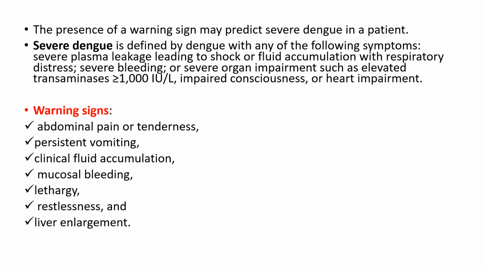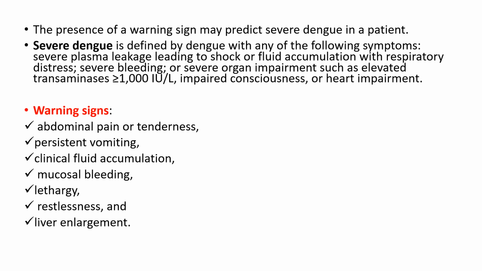Within a stipulated time period, you have to cover the problem card, the statistical exercises, as well as the epidemiological exercises. So be very precise and be very objective in your writing. So it is good to know the severe dengue also. It is defined by dengue with any of the following symptoms: severe plasma leakage leading to shock or fluid accumulation with respiratory distress, severe bleeding, or severe organ impairment such as elevated transaminase of more than 1000 international units per liter, with impaired consciousness or heart impairment.